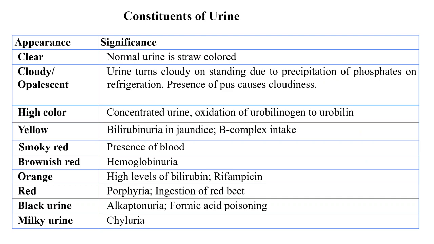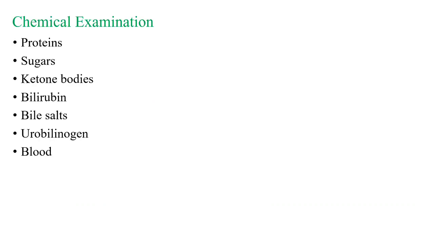Next, black urine will be seen in alkaptonuria and formic acid poisoning, and milky urine will be seen in chyluria, meaning lipid excretion in urine. So chemical examinations mean proteins, sugars, ketone bodies, bilirubin, bile salts, urobilinogen, and blood.